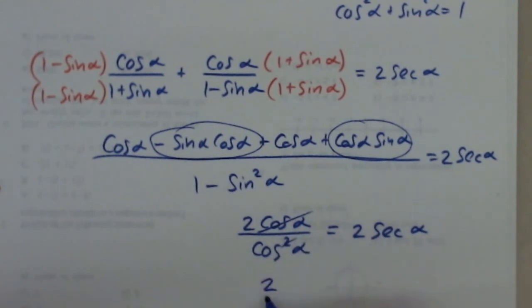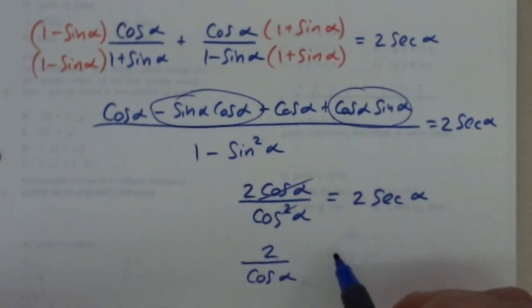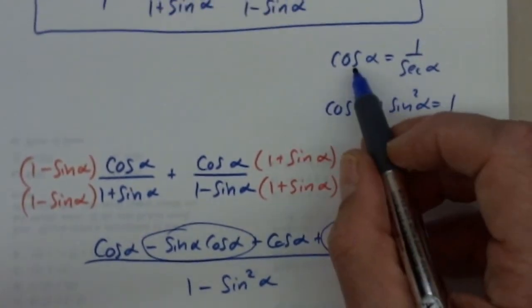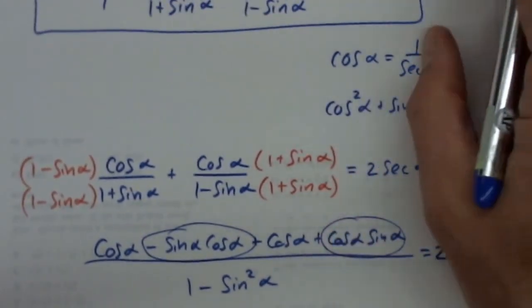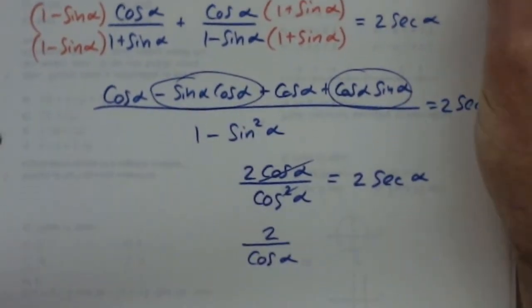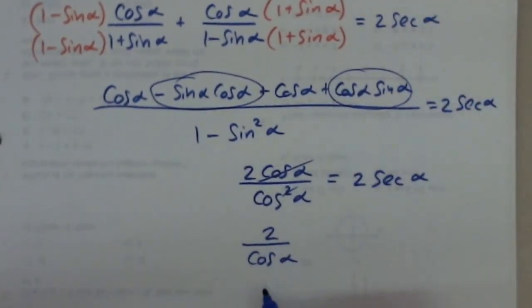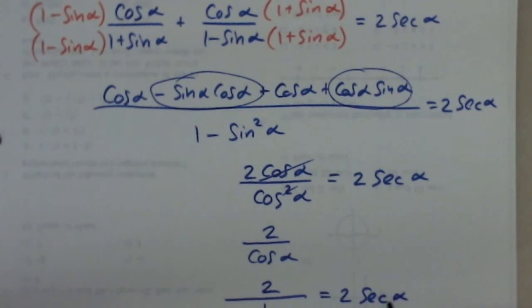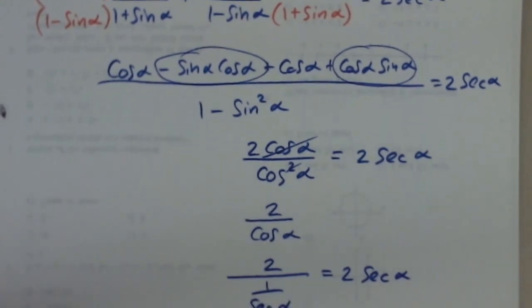We have 2 over cosine, and we know that cosine is 1 over secant. So this will turn into 2 over 1 over secant. And if we divide by the fraction, we'll get 2 secant.